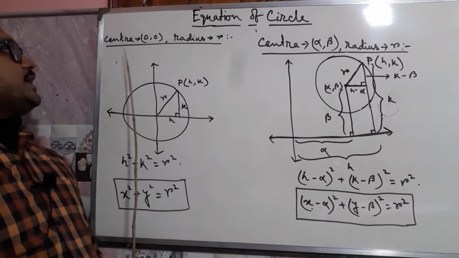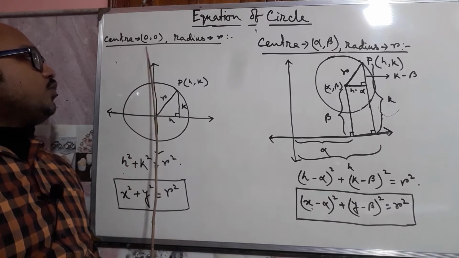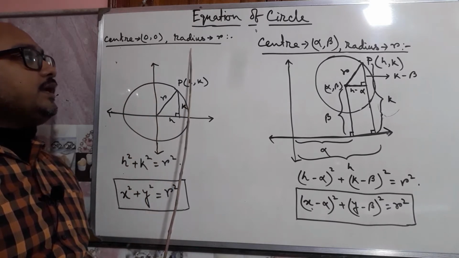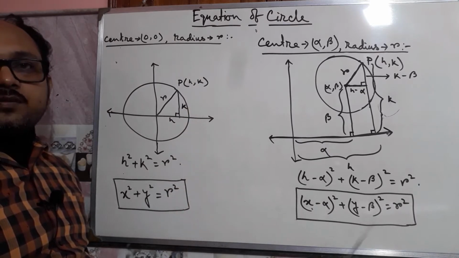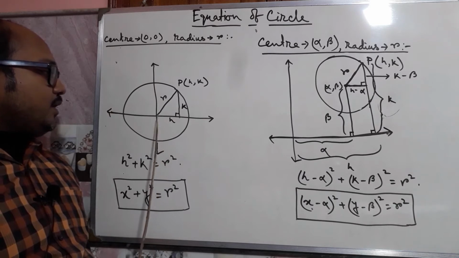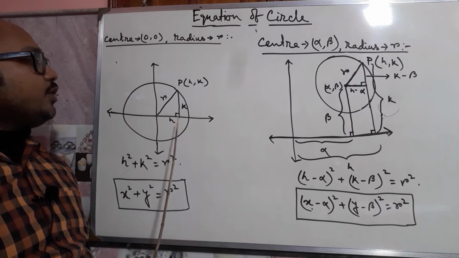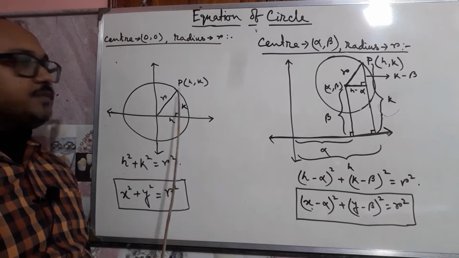Now, the first case: if the center is at the origin, that is the coordinate (0, 0), and the radius is r, then what will be the equation of that circle? This is the circle whose center is at the origin. We are going to find the equation of this circle.